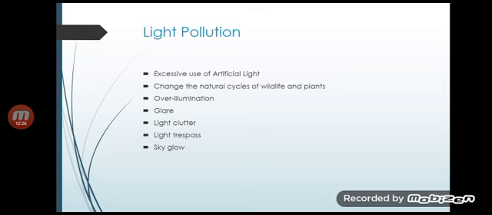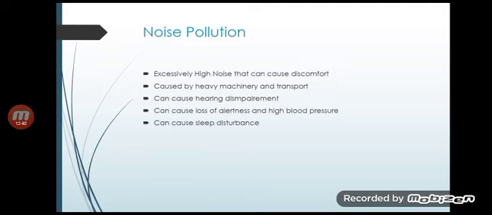They have a lot of impact on humans as well. It can cause a loss of sleep, or sleeplessness, and this sleeplessness can cause fatigue. It can cause headaches and eye strain and other very discomforting situations. Similarly, noise pollution can also cause a lot of discomfort to humans. It's excessively high noise, any type of high noise that can cause discomfort. In fact, anything beyond 70 decibels can be considered noise pollution.